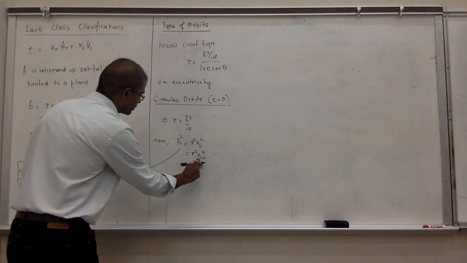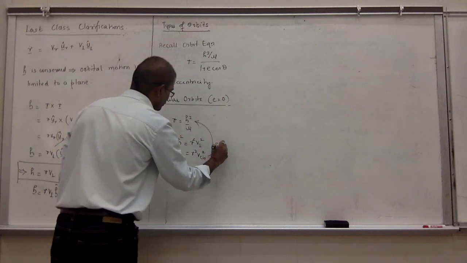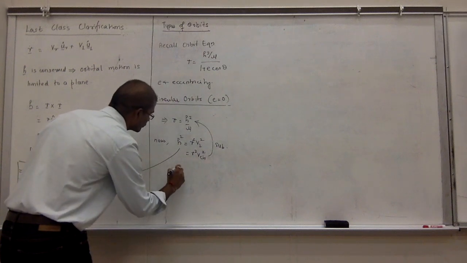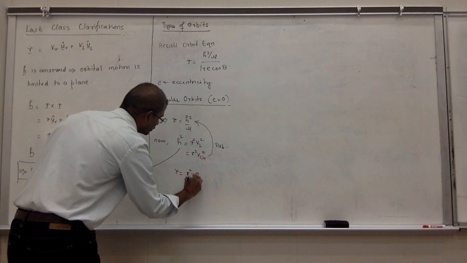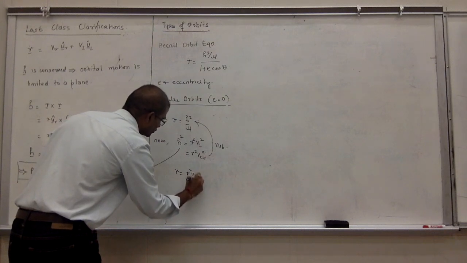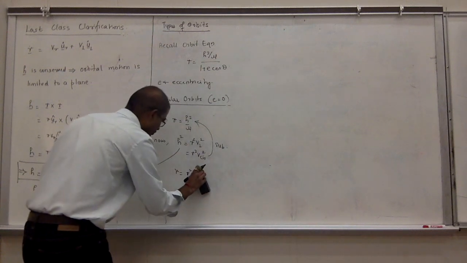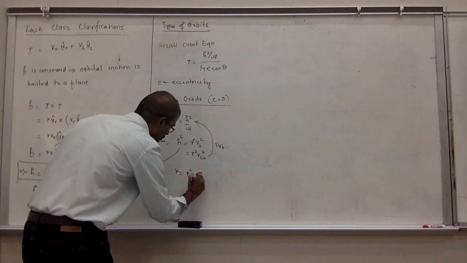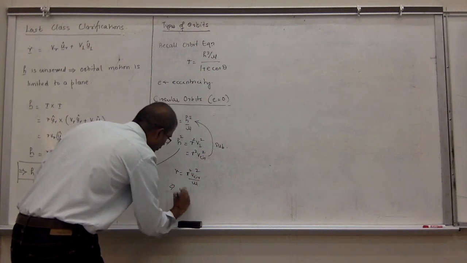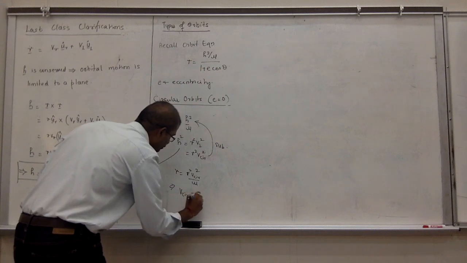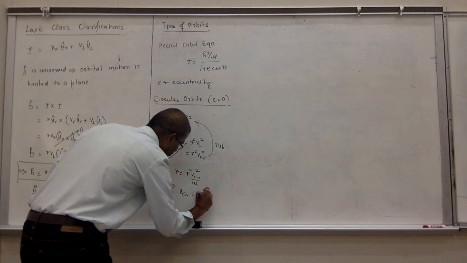So if I substitute this, R is equal to R circular R. V circular is equal to square root of mu over R.